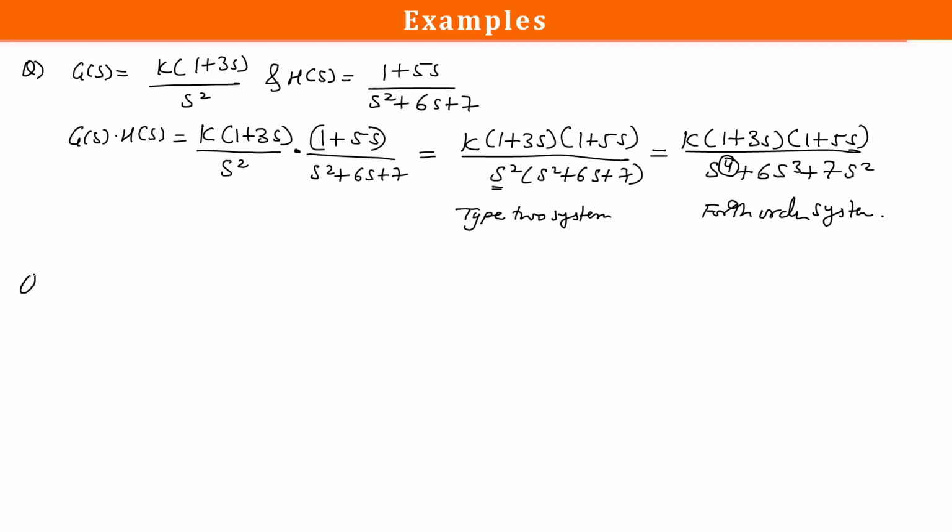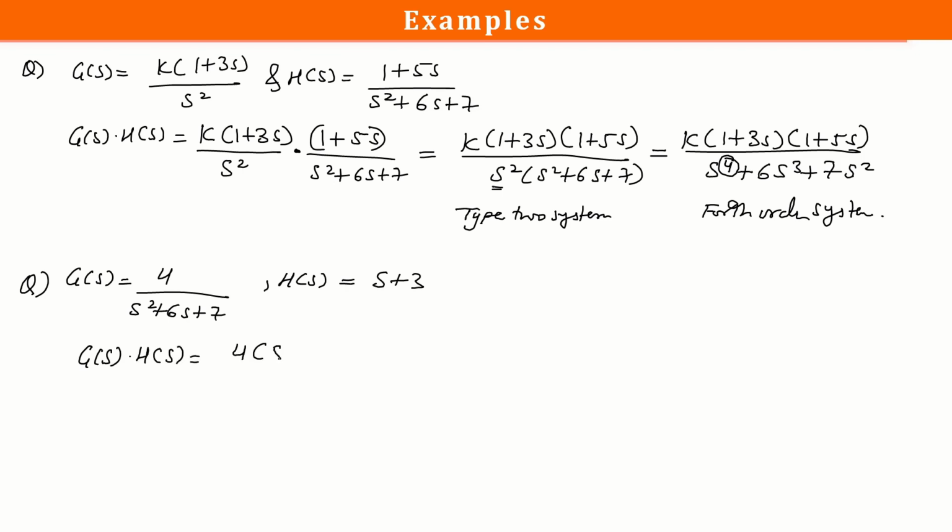Let's take one more example. We are having G(s) equal to 4 by s square plus 6s plus 7, and we are having H(s) equal to s plus 3. Now we can write this as G(s)H(s), and that will be equal to 4(s plus 3) upon s square plus 6s plus 7.